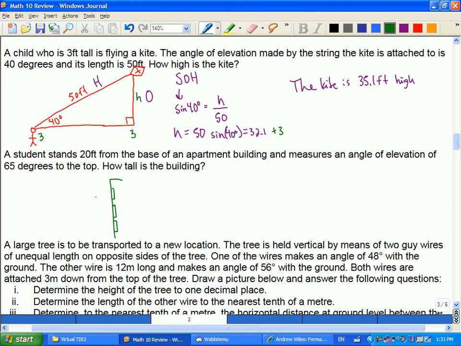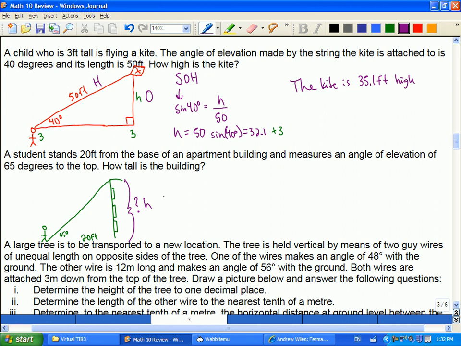It doesn't matter which way you're facing. And then you got somebody standing here. And let's say the angle of elevation is 65 degrees. And we know they are 20 feet away. So what we want to know is how tall is the building? So this is what we're looking for. I'm going to call it h for height.